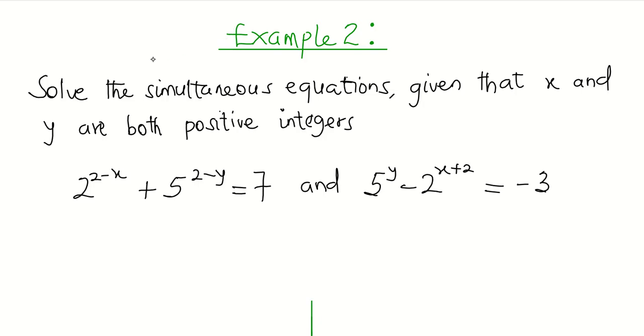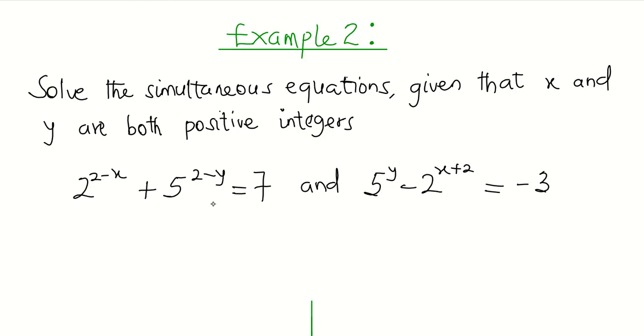The example says: solve the simultaneous equations given that x and y are both positive integers. We'll be using this question in our solution, so let's take note. Now, the first equation is 2 exponent 2x plus 5 exponent 2 minus y is equal to 7. And we have here 5 exponent y minus 2 exponent x plus 2 is equal to negative 3. And with this, we are going to deal with it equation by equation.